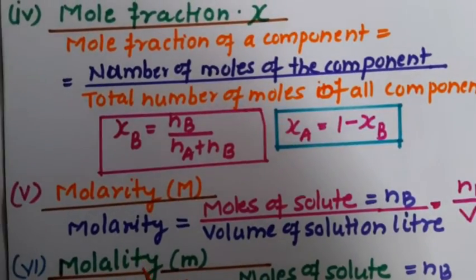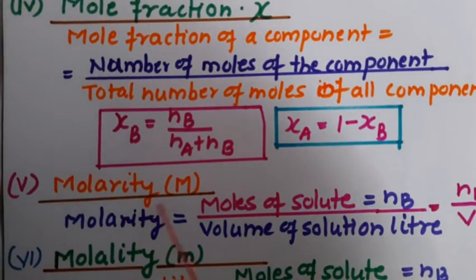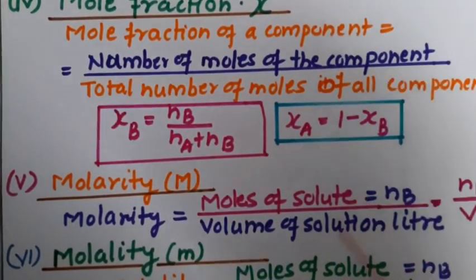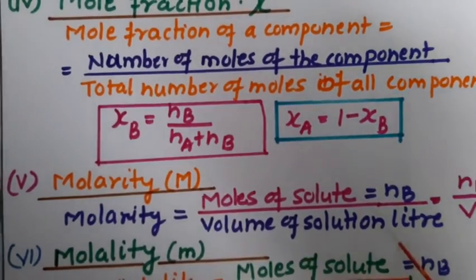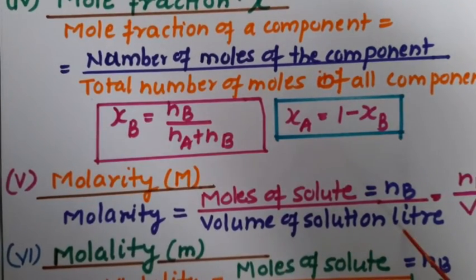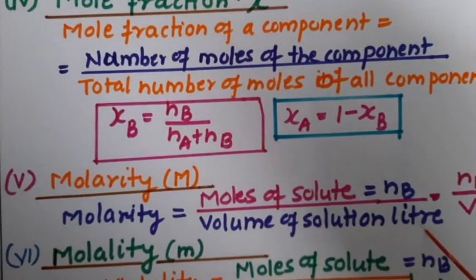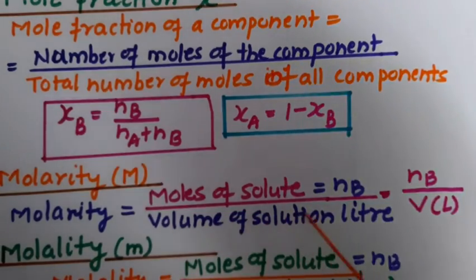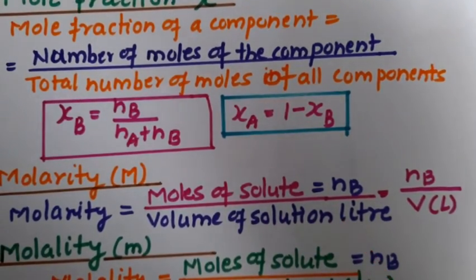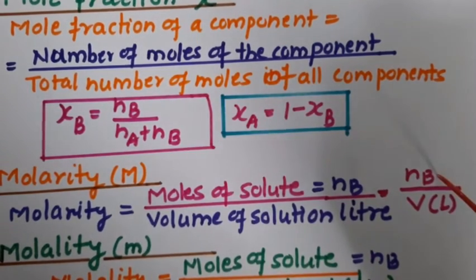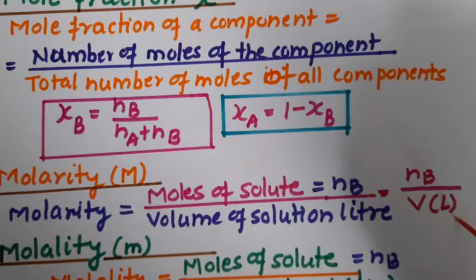Now, the next way by which we can express the concentration of the solution is molarity. Molarity is defined as the number of moles of solute present per liter of the solution. It can be calculated as the number of moles of solute divided by the volume of solution taken in liters. The volume should be expressed in liters. Always remember, in the denominator we have taken solution. In all the ways defined above, we have solution in the denominator.